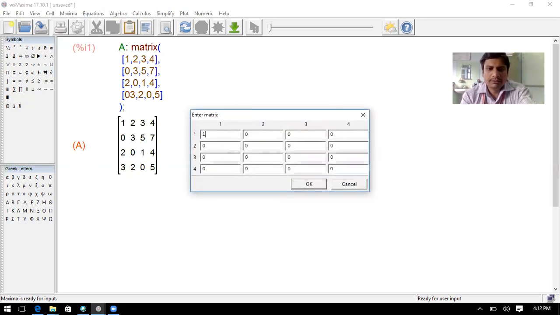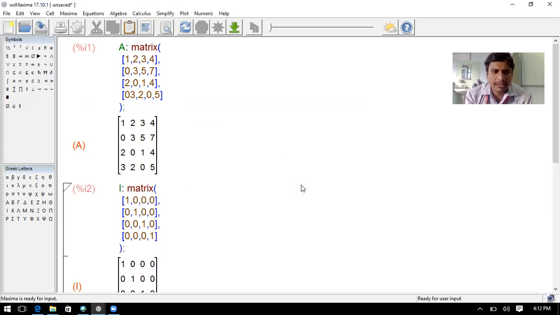That is 1, 0, 0, 0, then 0, 1, 0, 0. Next 0, 0, 1, 0. Next 0, 0, 0, and the last one 1. The identity matrix means the principal diagonal elements are 1, 1, 1, 1, and the remaining elements, except the principal diagonal elements, are 0.